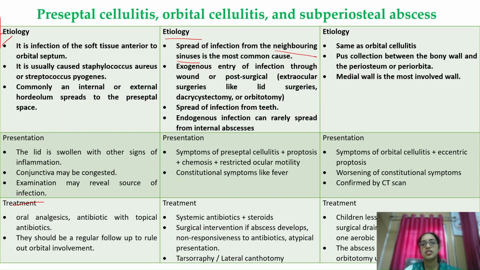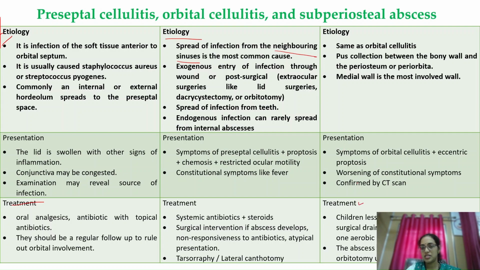Coming to subperiosteal abscess, the etiology is similar to orbital cellulitis, just that it has progressed further and there is a pus collection between the periosteum and the bony wall. So, the medial wall is the most commonly involved wall and the presentation is similar to orbital cellulitis, just that the proptosis increases, it becomes more eccentric, there is worsening of constitutional symptoms. So, the diagnosis is confirmed by a CT scan and the treatment depends on the age group.